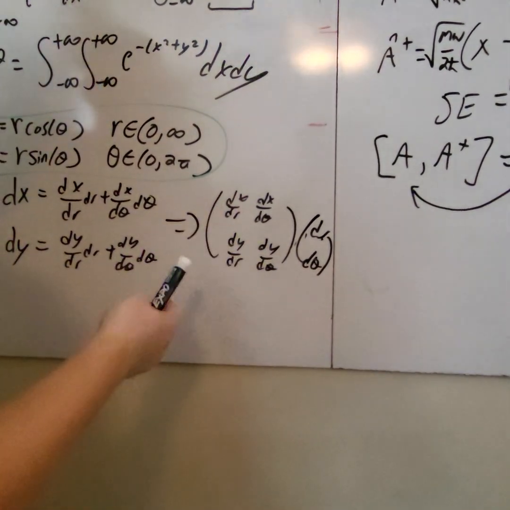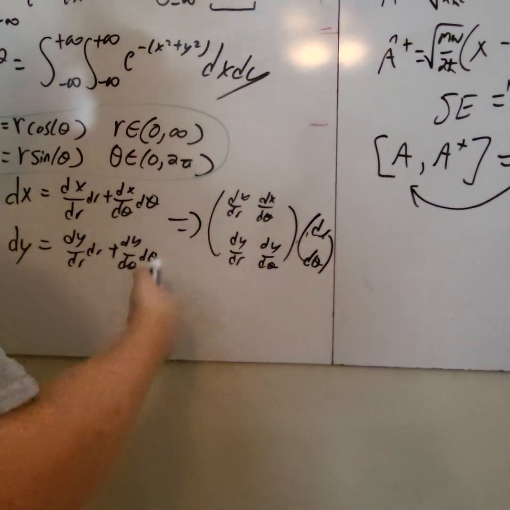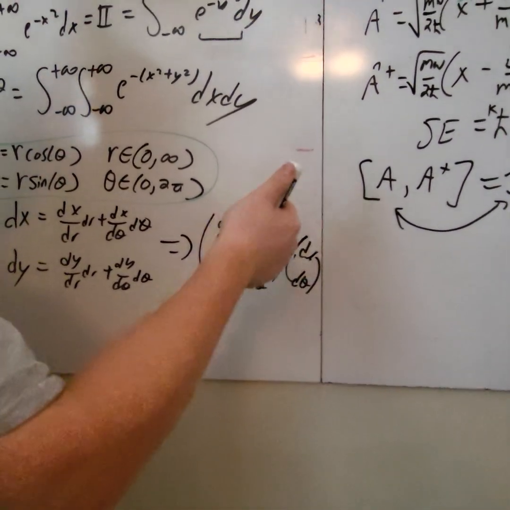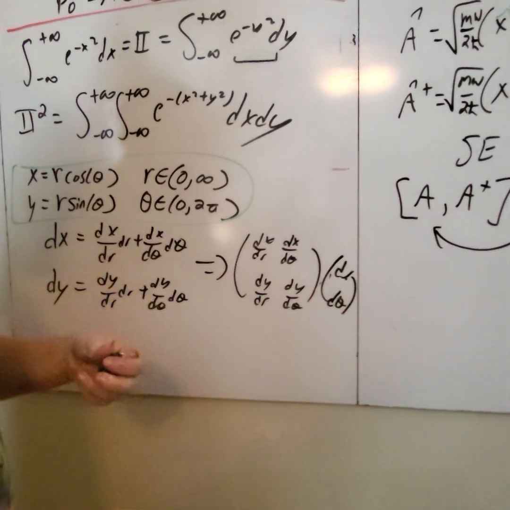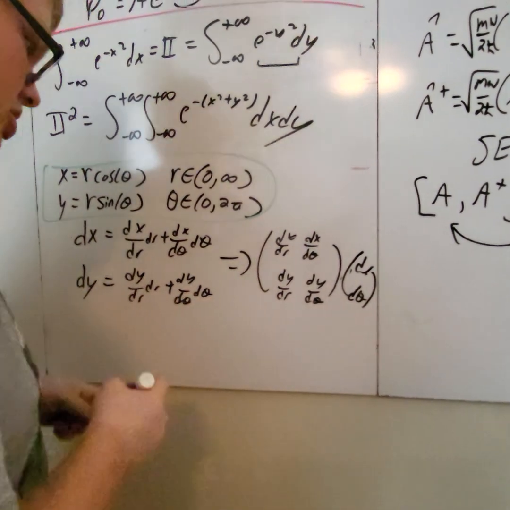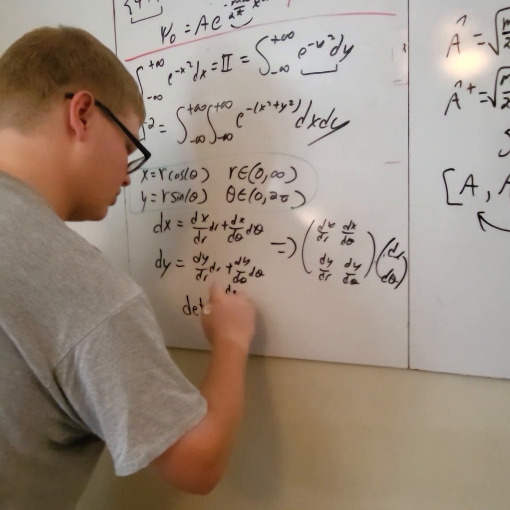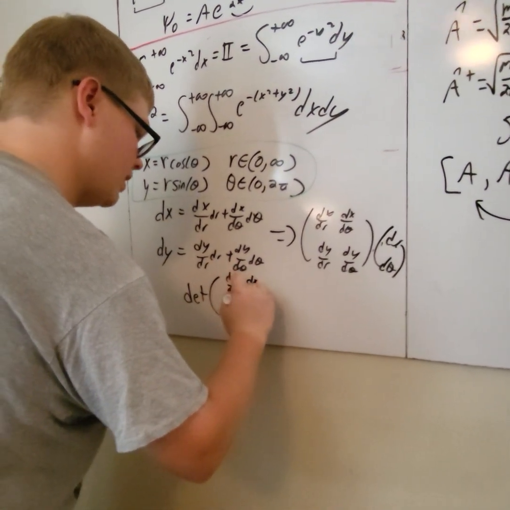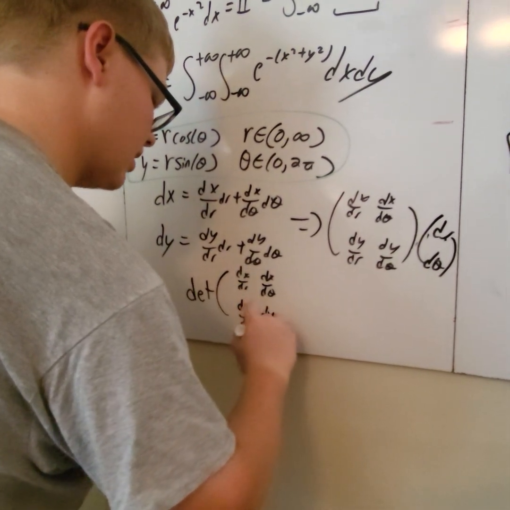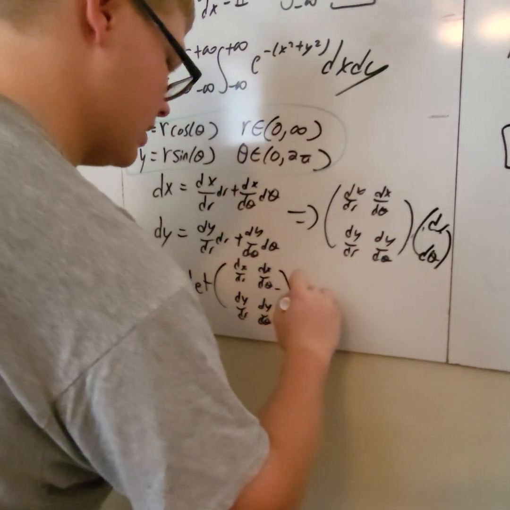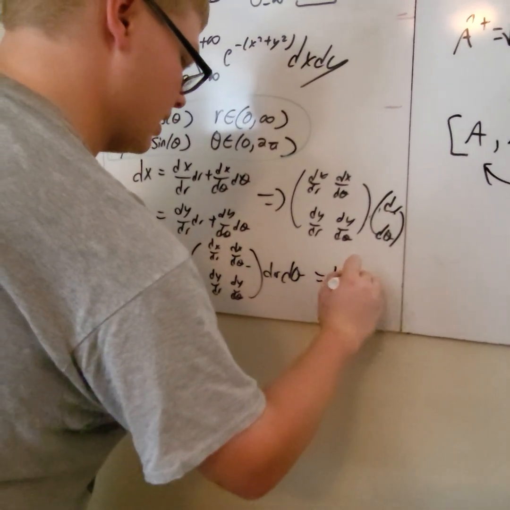And basically, the determinant of a matrix, this is a matrix here, calculates how much the area squeezes when you perform a linear transformation. So basically you're going to calculate the determinant of dx over dr, dx over d theta, dy over dr, dy over d theta. This is called the Jacobian, I believe. That equals our area element dx dy.